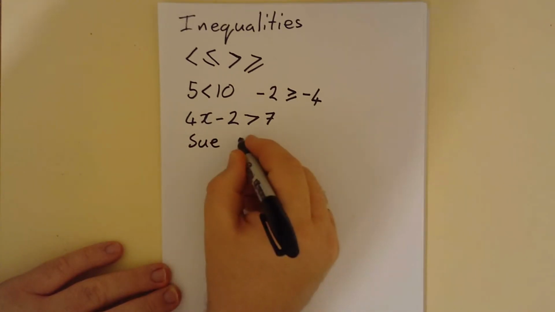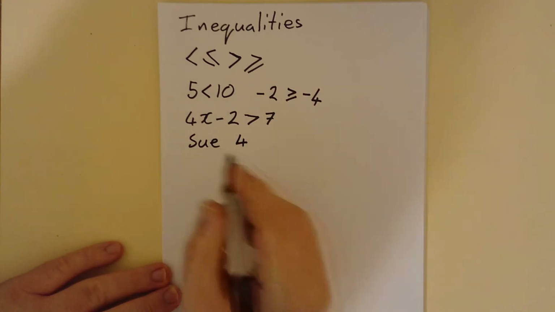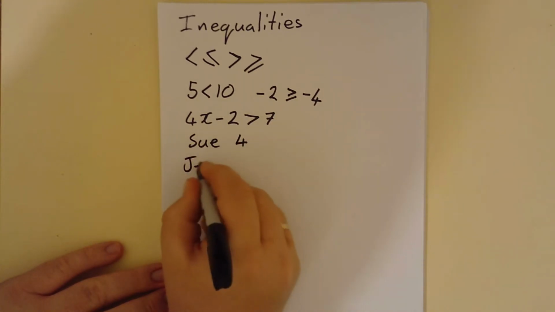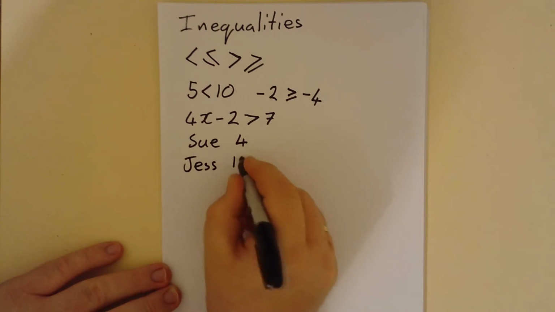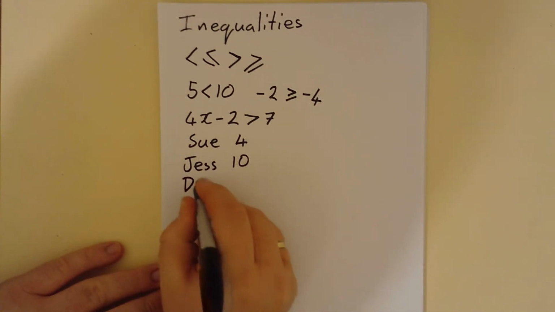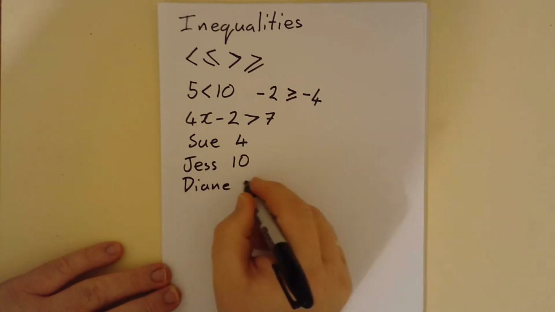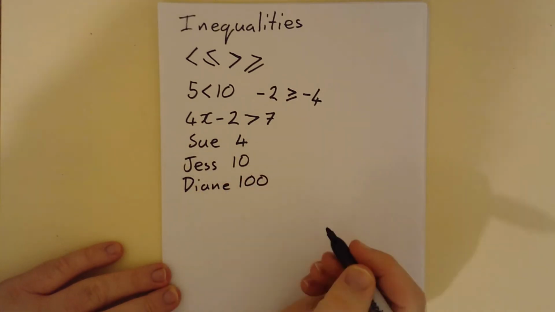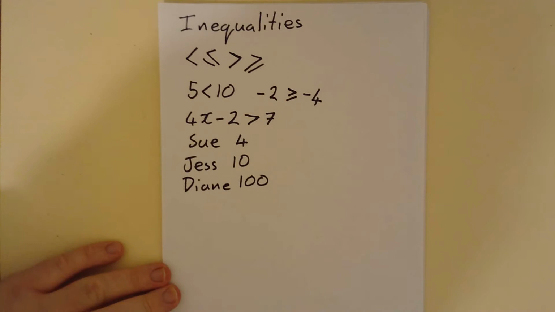And maybe we get Sue says the answer is 4. Jess says the answer is 10. And Diane says the answer is 100. Well, who's right? Well, turns out they're all right.